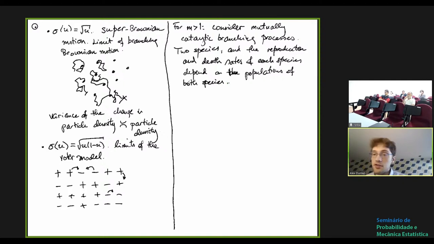So in that case, we would then think of a multidimensional model, and then depending on how we set up the mutual catalysis, we would still have the square root, but then inside would be some kind of linear functional of the two models. Okay, so this is where this is coming from. So that's some examples.